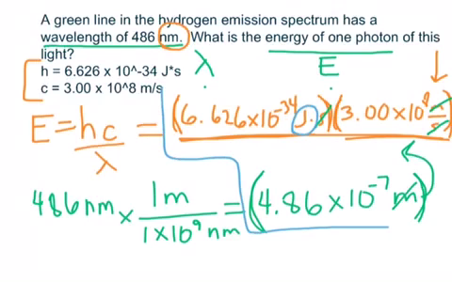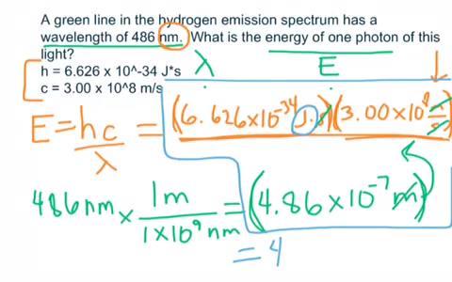again, here's my problem that I just solved right here, and the answer is, with correct significant figures, 4.09 times 10 to the negative 19th joules.